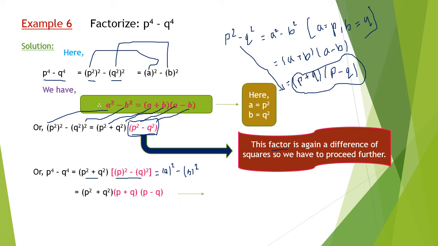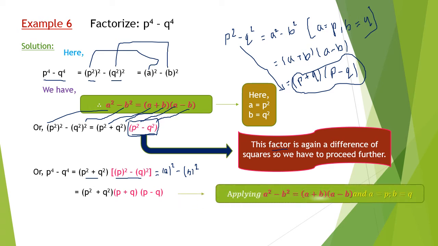Now there is confirmation that applying A square minus B square, the formula is A plus B, A minus B, which we have already applied right here. Instead of A, P is used, and instead of B, Q is used. So this is our answer. Therefore P to the power 4 minus Q to the power 4 is P square plus Q square. If there is plus, then we have to leave it as it is. If there is minus and the factor is still a difference of square, then we have to proceed further.